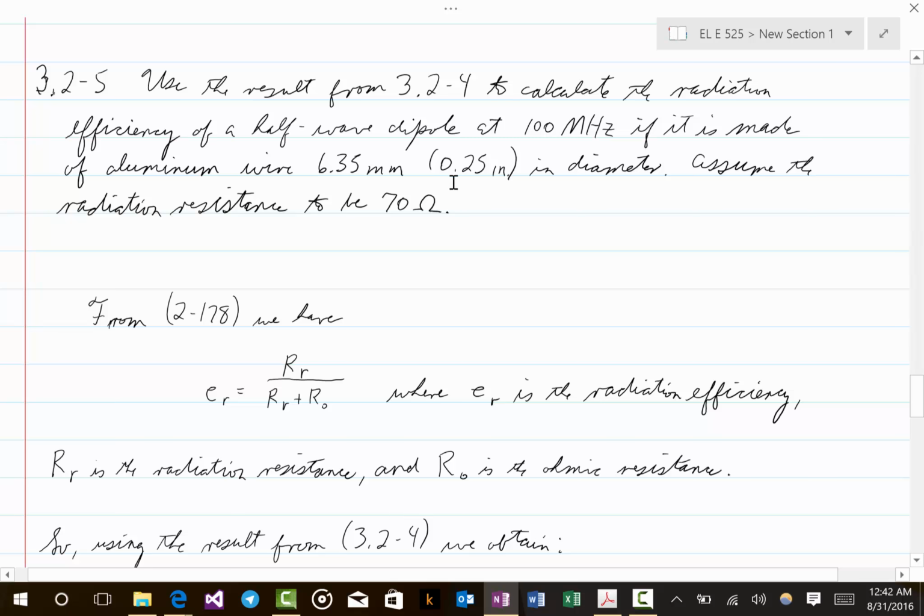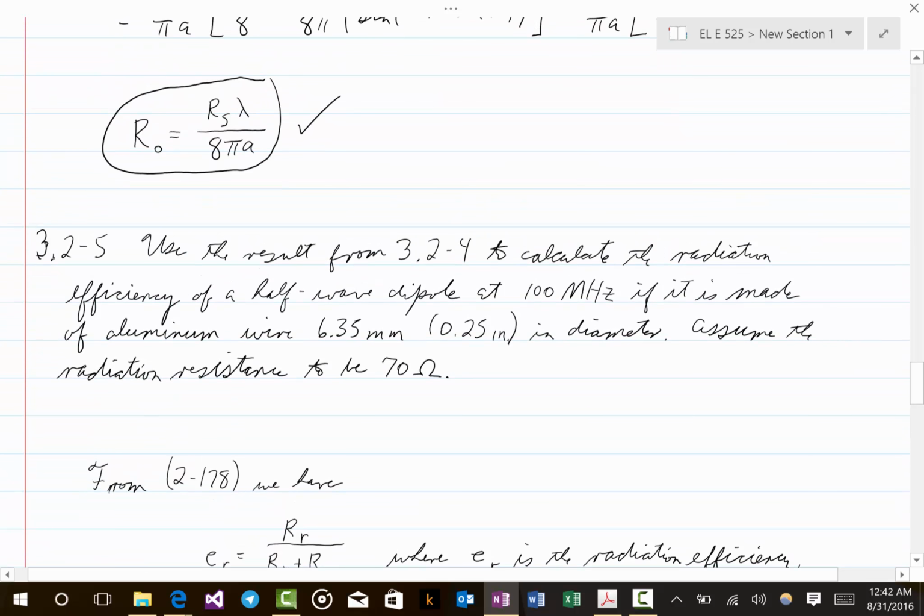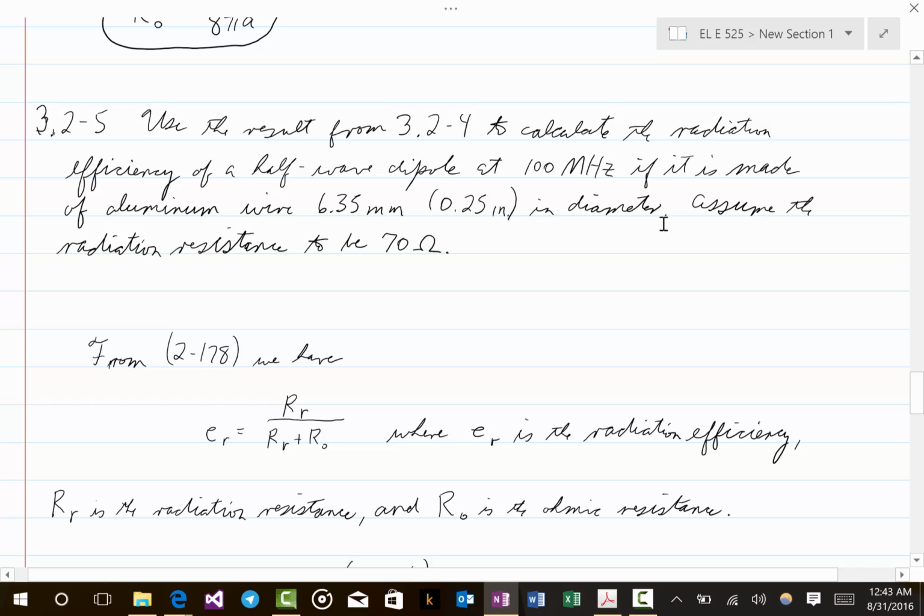It says, use this result that we've just derived, this one about the ohmic resistance. This is the relationship here. Remember, this is the ohmic resistance, Rs is the surface resistance, lambda is the wavelength, and a is the radius of the antenna. So it says, use that result to calculate the radiation efficiency of a half-wave dipole at 100 megahertz if it is made of aluminum wire 6.35 millimeters, which is 1/4 of an inch, in diameter. And assume the radiation resistance is 70 ohms.